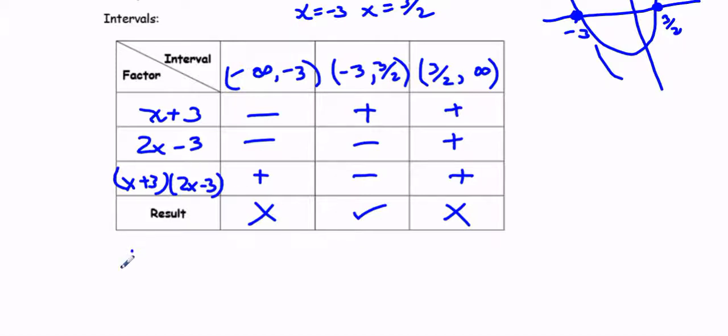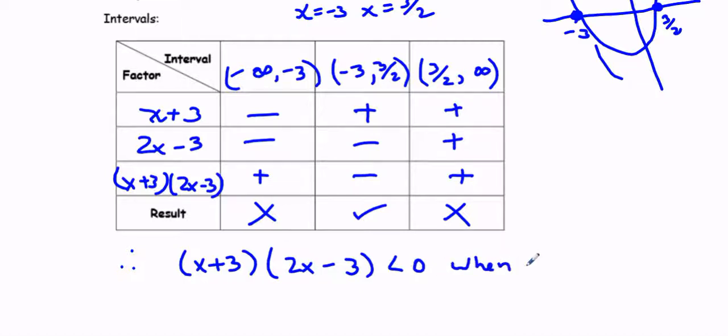Okay, so therefore, let's see, what did we have? X plus 3 times 2x minus 3 is less than 0 when x is an element of negative 3 to 3/2. Round brackets, because it was not allowed to equal 0, it had to be less than 0, so it couldn't take on the value of the zeros. Okay? All right. So let's go to a little more complicated one.